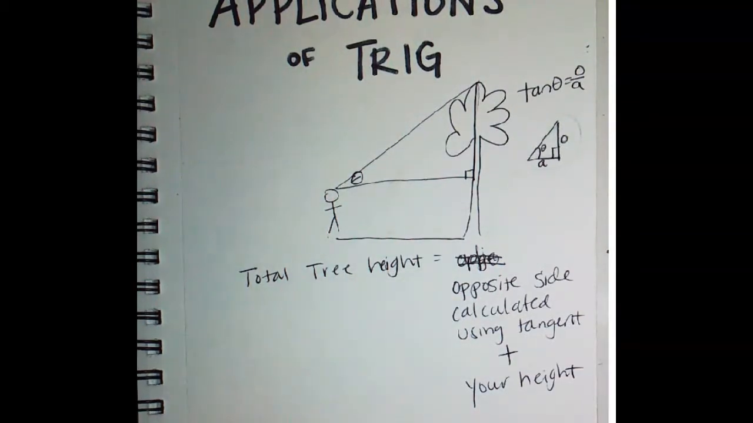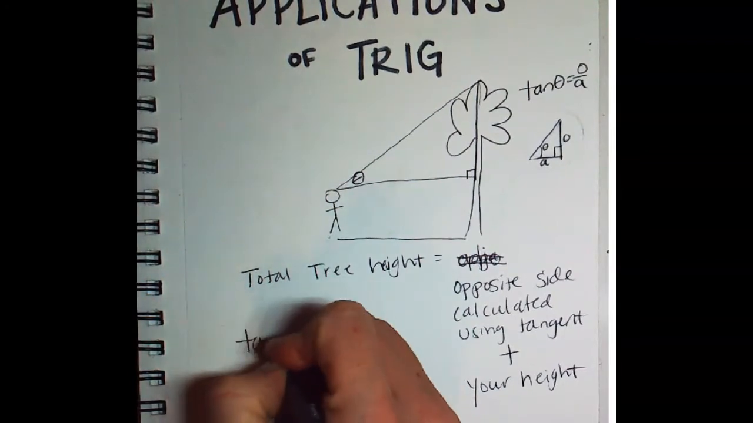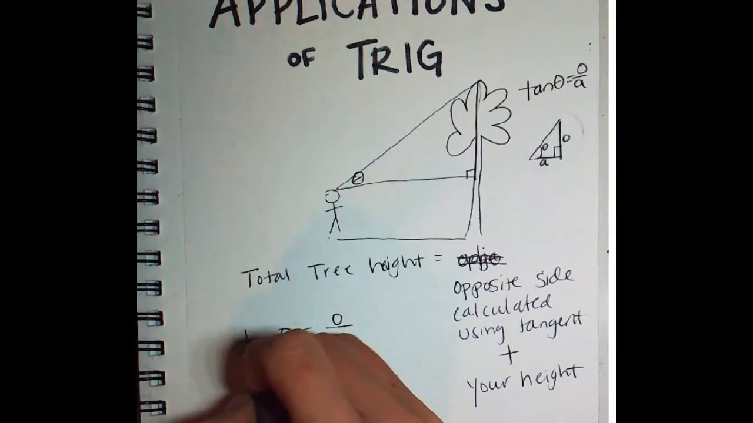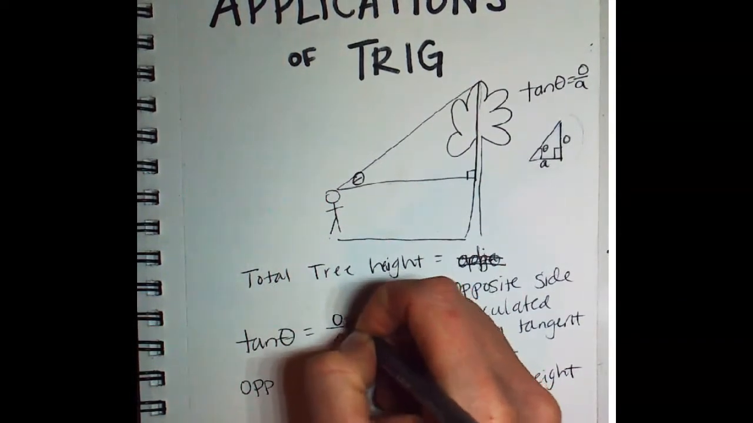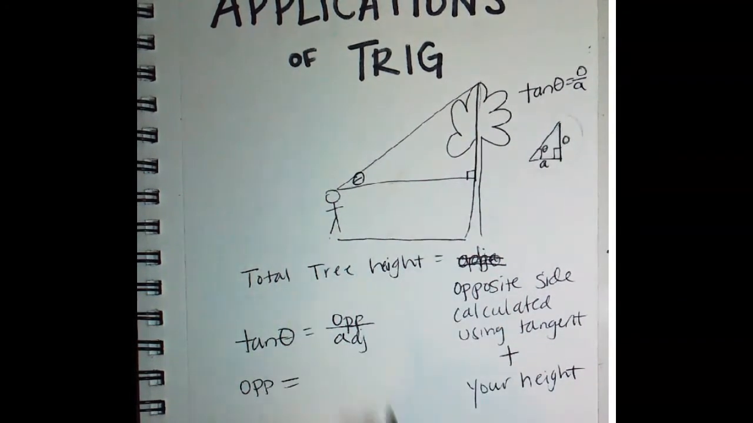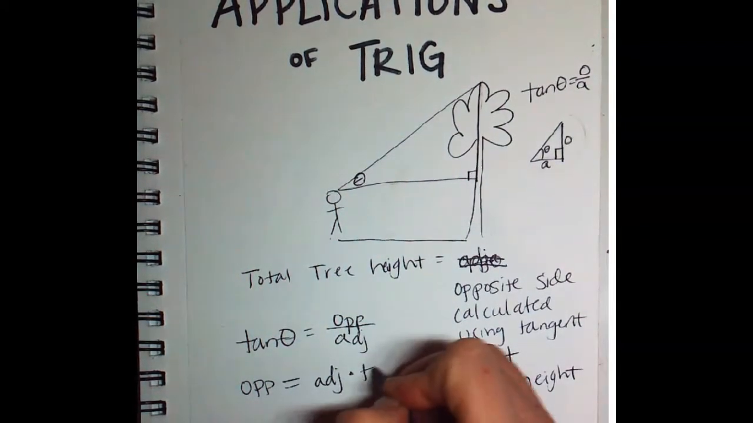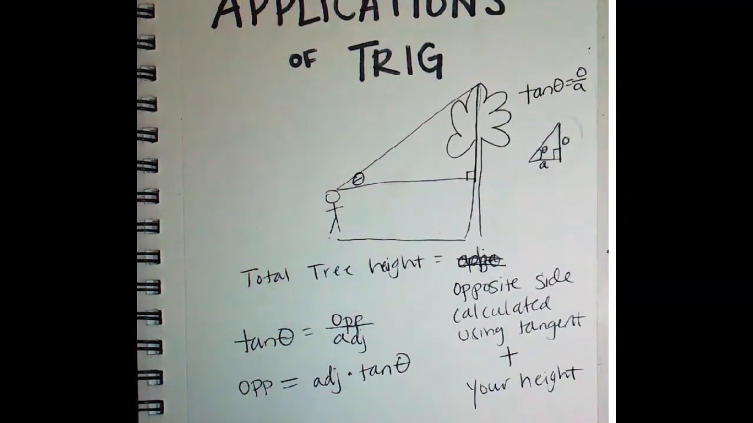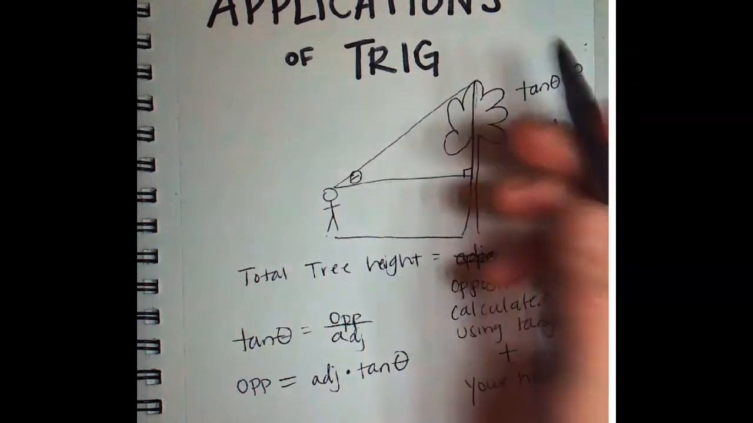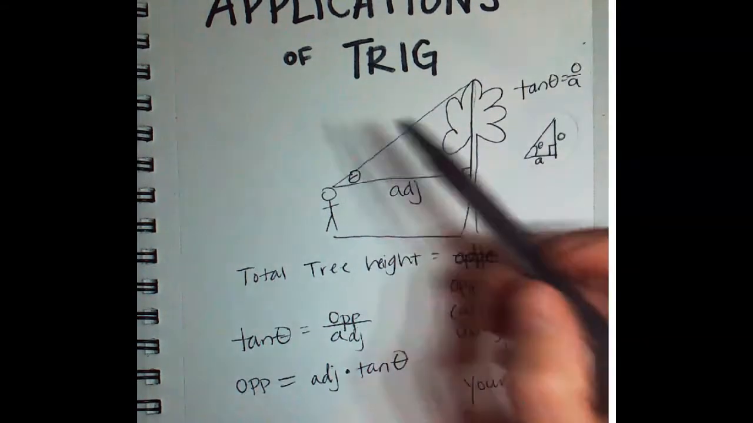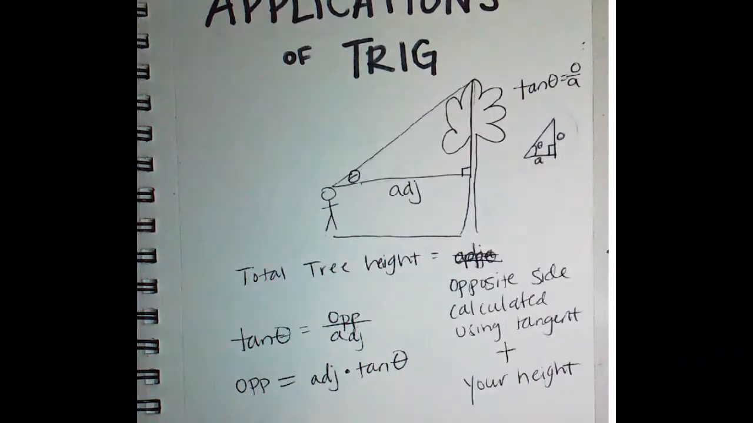How are we going to find the opposite side using the tangent? Well, if tangent of some angle theta equals opposite over adjacent, then the opposite side is going to equal, if I multiply adjacent on both sides, the adjacent side times the tangent of theta. Again, the adjacent side will be the known distance away from the tree, and theta will be this angle of elevation that we calculate using what's called a clinometer.